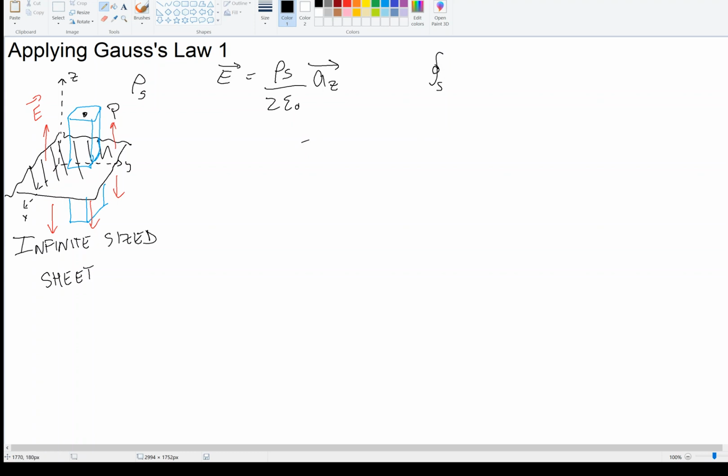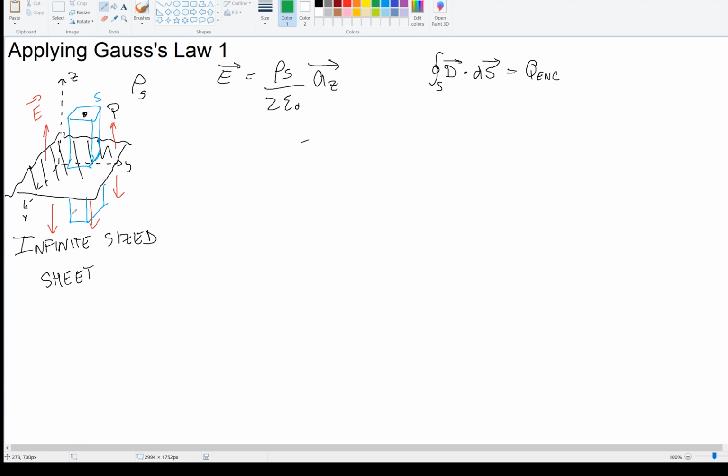All right, let's get to the mathematics. So I'm going to compute a closed surface integral of D dot dS. The surface is the blue thing, S. And according to Gauss's law, that's equal to the charge enclosed by my surface.